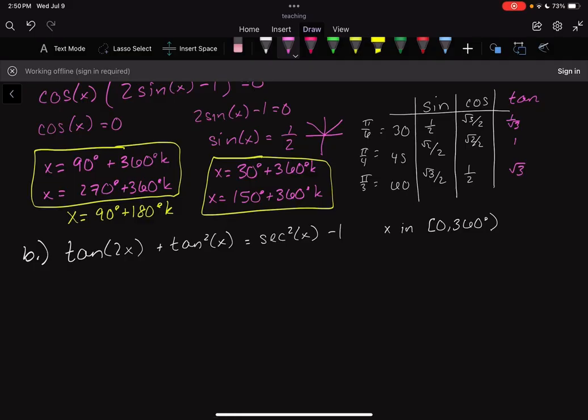So this one's got a lot going on. One, I've got the fact that the parentheses are different. That's a whole thing. I also noticed that I have tangent and secant in here together. Now, I do notice that I have more tangent than secant. So I'm thinking maybe there's a way I can get rid of the secant.